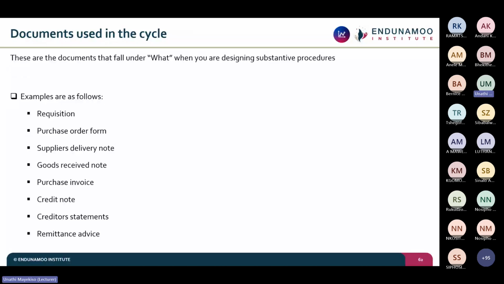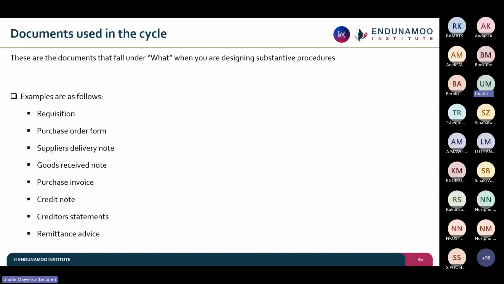So you're going to need a requisition, which is the opposite of your order. Then you'll have a purchase order form. You'll have a supplier's delivery note, which is the delivery note that you had in your revenue and receipts cycle. Then you'll have a goods received note. Once the acquisition has been received, you'll need to sign the goods received note as evidence that you've received this thing that you've purchased. Then there'll be a purchase invoice, which you need to use to generate a payment. There'll also be credit notes generated if there are any goods being returned.